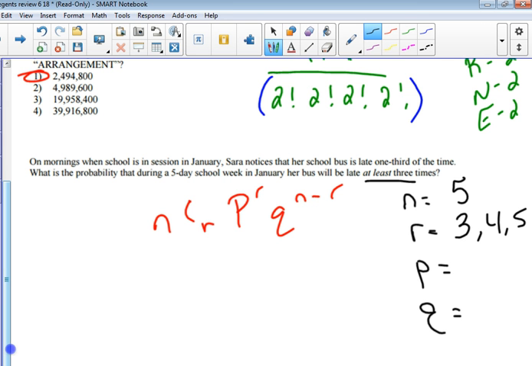All right. Make sure, at least, guys, you're going up: 3, 4, and 5. What about the p? What's the probability that our bus is going to be late? 1/3. What about the q? 2/3. Super. Okay. Make sure, guys, at least, at most, no more than, you're doing more than one thing. You have to go up or down. Exactly. It's just one.